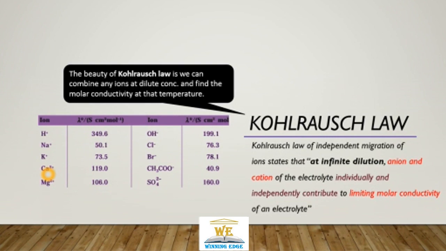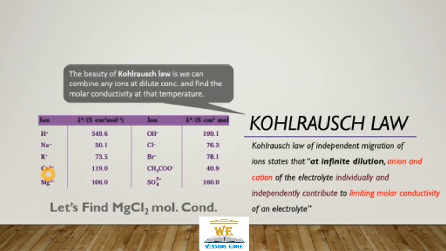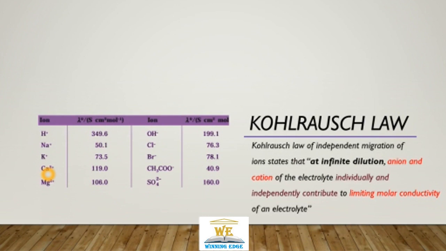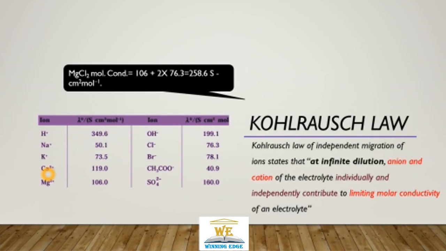So we can use these ions independently to calculate any salt. Let's find magnesium dichloride's molar conductivity. It will be 106 plus 2 into 76.3 because 2 chlorides are present. Total molar conductivity of magnesium chloride will be 258.6 Siemens per centimeter square per mole. Simple mathematical expression.